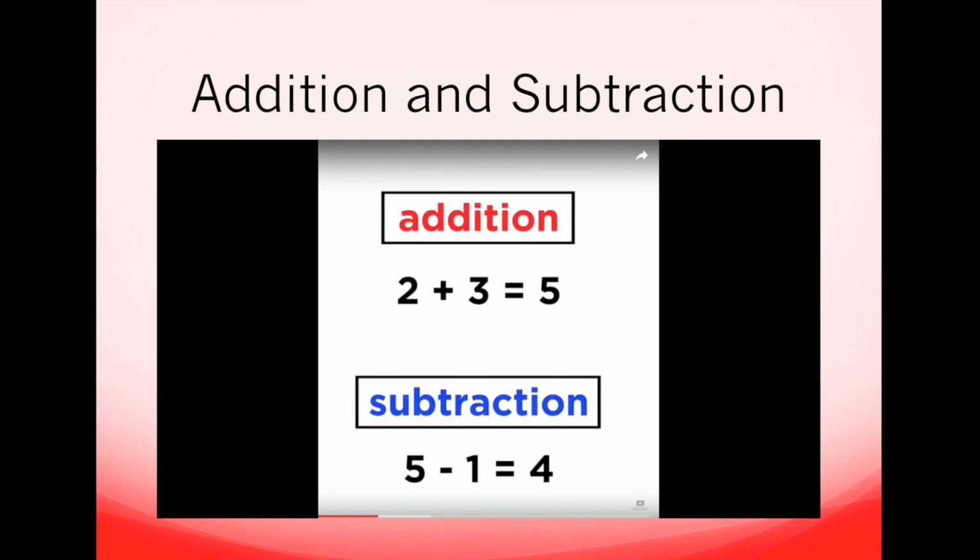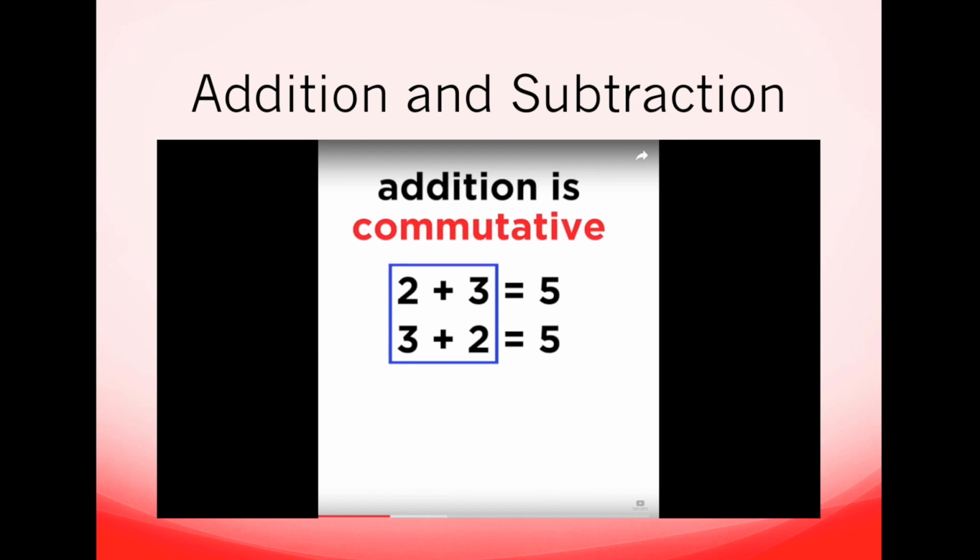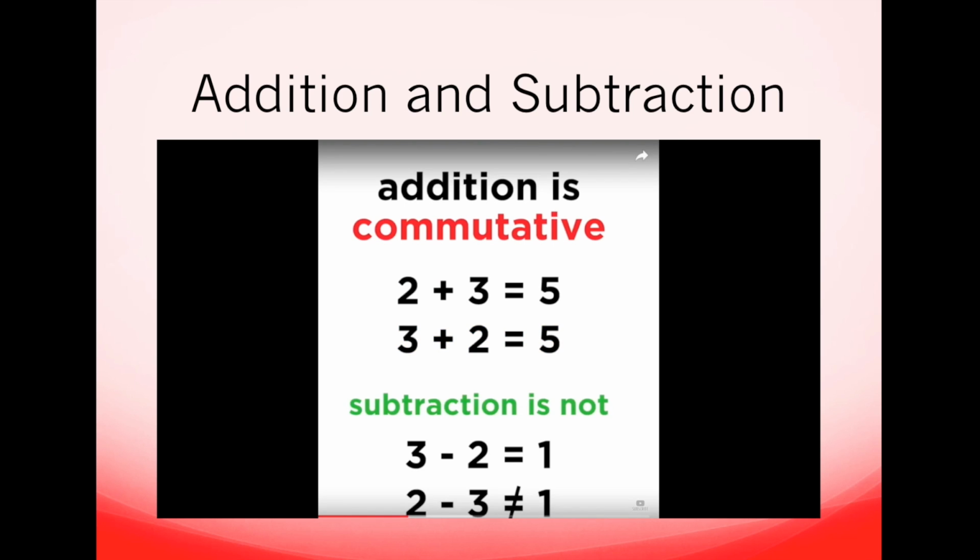Now that we have become familiar with the symbolic representation of these simple operations, we should discuss some applicable properties of numbers. Addition is commutative, in that the order in which numbers are added does not matter. 2 plus 3 equals 5, and 3 plus 2 also equals 5. Subtraction is not commutative. It does indeed matter which number is being subtracted from the other. 3 minus 2 is not the same as 2 minus 3.